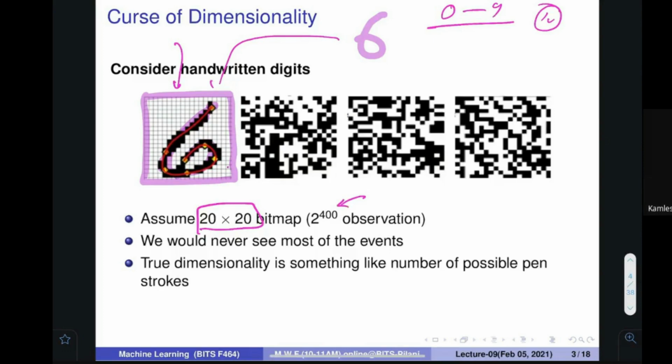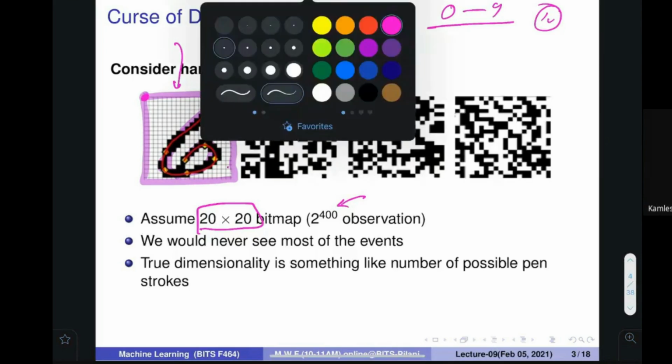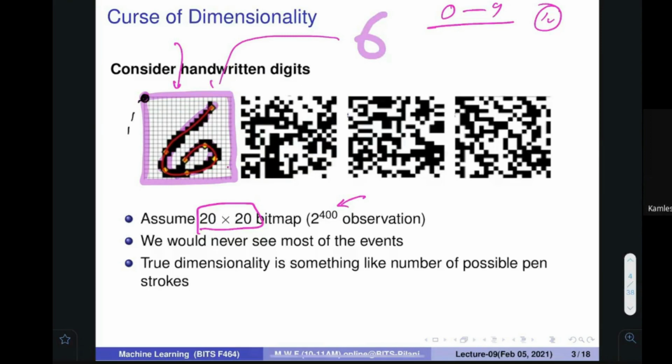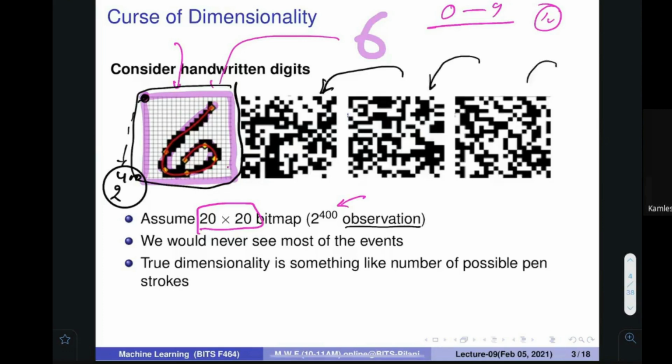If we assume that a pixel can only hold black and white, two values are possible. How many such points do we have? 400 points. Every pixel can be either switched on or switched off. So 2 to the power 400 possibilities are there, and these many observations are possible, but the meaningful ones are very few. Here you can see that the 6 is written, so it is a meaningful image. This image is also possible, this image is also possible, this image is also possible. But does this image contain any of the digits? The answer is no.